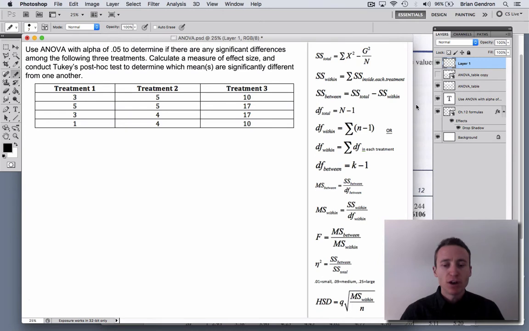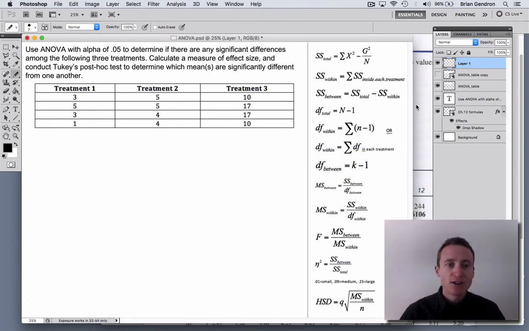Recall back in the discussion in chapter 10, which was independent samples t-tests, we were only able to look at two different groups, for example, men versus women. Now we can look at three groups or four groups or five groups, etc., in order to check if there are significant mean differences between those groups. And in this problem, we're going to look at an example with three different groups.